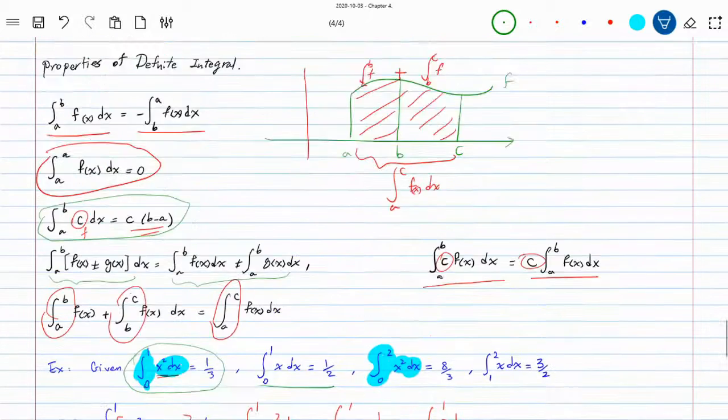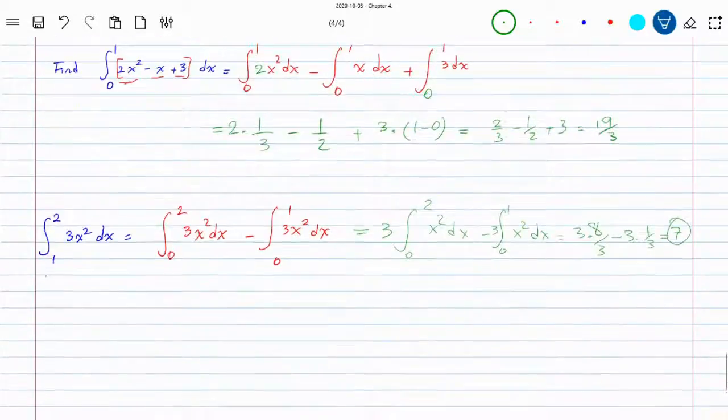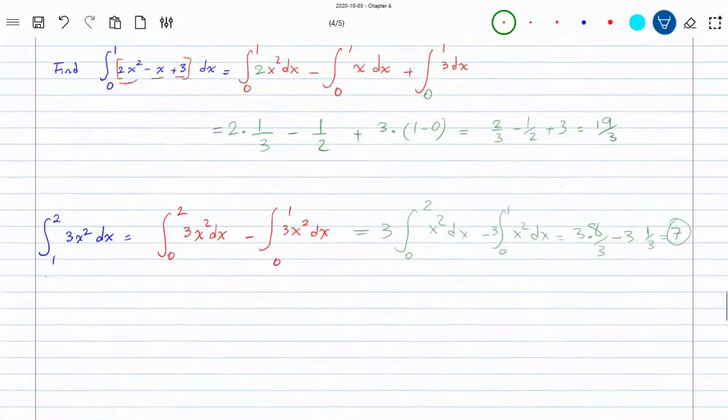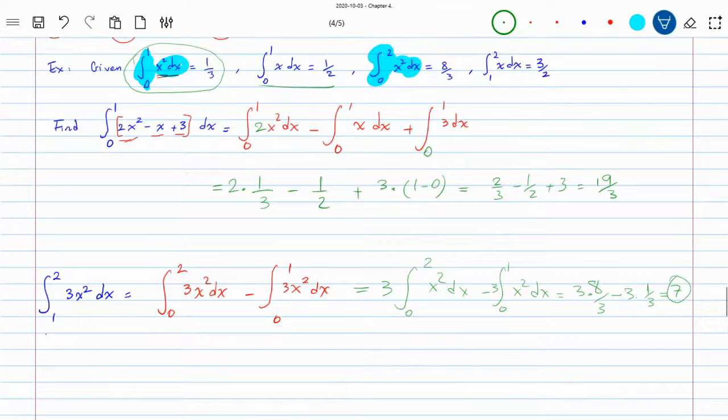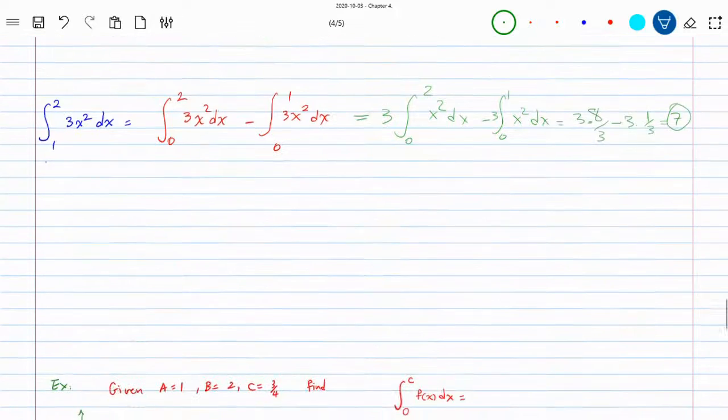Okay, so this is how to use these properties. I don't want to get too much into detail for these. You can skip over steps. You do not always need to bring out these constants and multiply later.